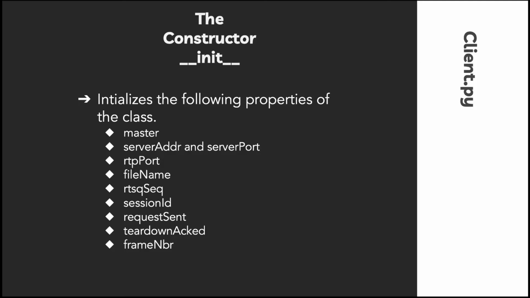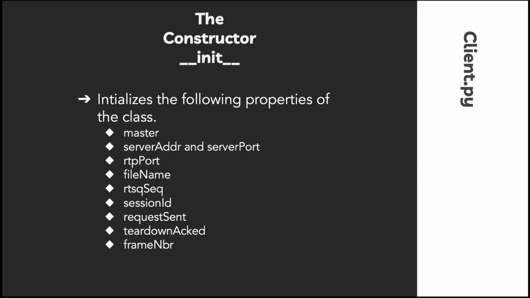Then we have the RTSP sequence number that contains the sequence number of the RTSP packets, then session ID that contains the RTSP session ID, then request sent that contains the information about the last request sent, and the purpose of this property will be made clear when I explain later methods. And there is tear down acknowledge. This value will be set to 1 when an acknowledge for the tear down request is received from the server. Then we have frame number that contains the current frame number of the streaming video.